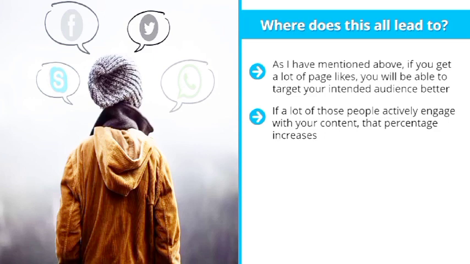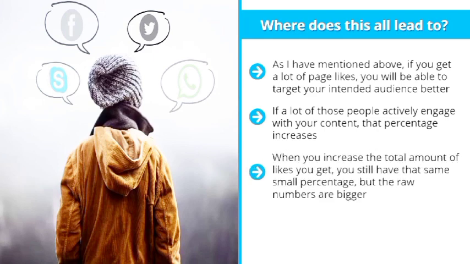reality that your content will only reach a fairly small percentage of the people who have expressed interest in your content. When you increase the total amount of likes you get, you still have that same small percentage, but the raw numbers are bigger. Believe me, 10% of 100 is definitely going to be smaller than 10% of 100,000. Which position would you rather be in? This is why it's always a good idea to build up your page likes.